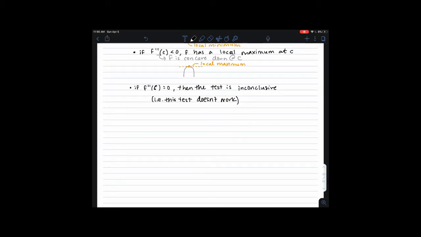Basically, that's because in order for f double prime to be equal to 0, we would have to have f prime be equal to some constant, and that is just a straight line, right? That would mean f prime of c is a straight line somewhere, and so that could be a local minimum, a local maximum, or both, depending on what your graph looks like. Yeah, so you just have to use a different test.